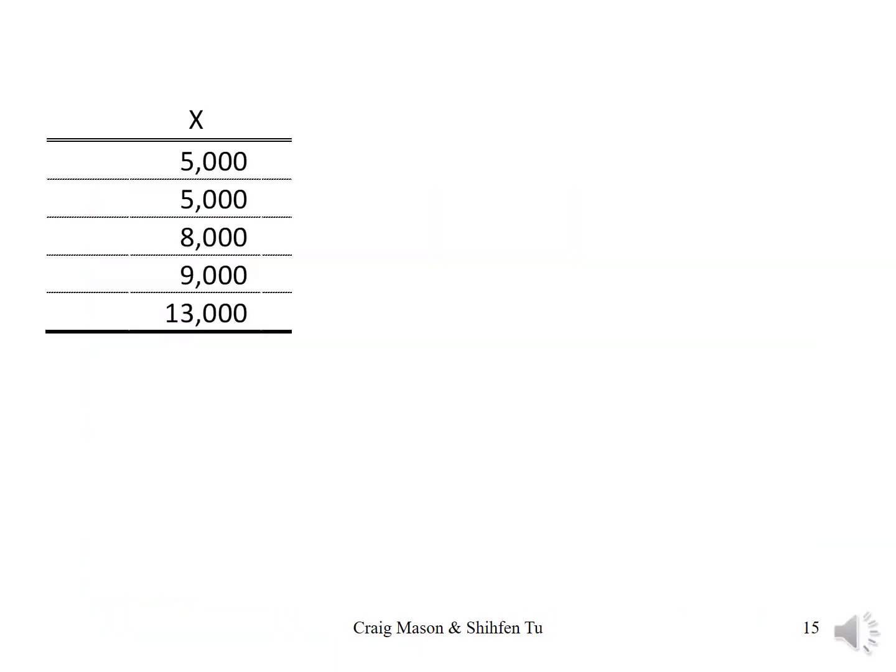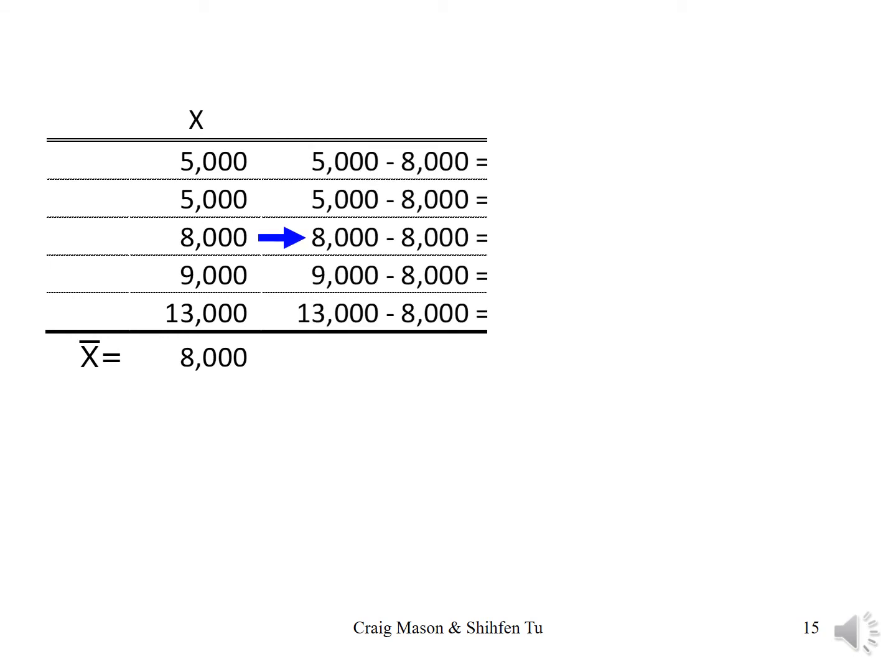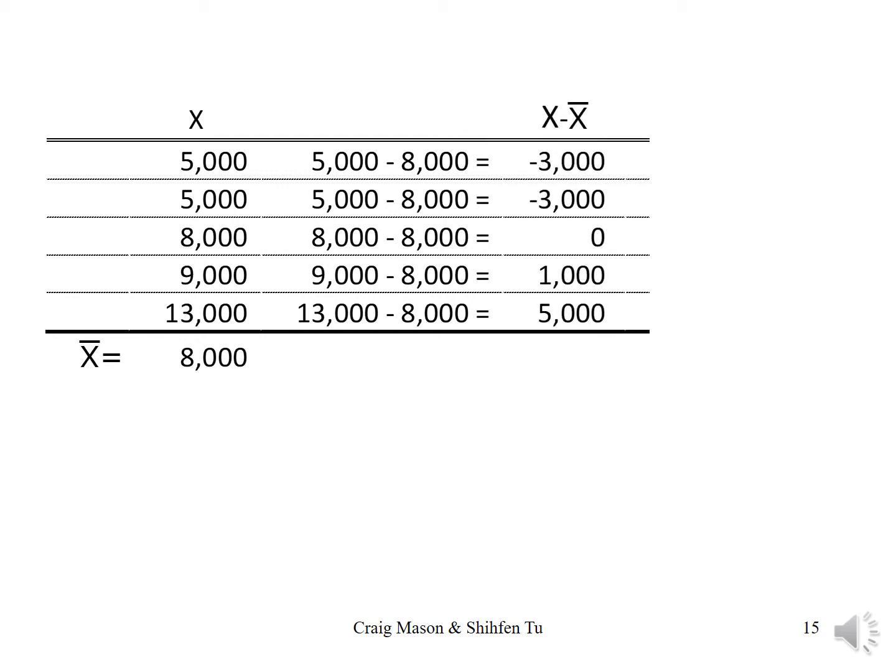To do this, let's keep the same values we had last time, but multiply each of them by 1,000. So we have 5,000, 5,000, 8,000, 9,000, and 13,000. Their mean is now 8,000, 1,000 times larger, no surprise there. We subtract the mean from each score, so we have 5,000 minus 8,000, and so on and so on and so on. That gives us -3,000, -3,000, 0, 1,000, and 5,000 for our deviations from the mean.